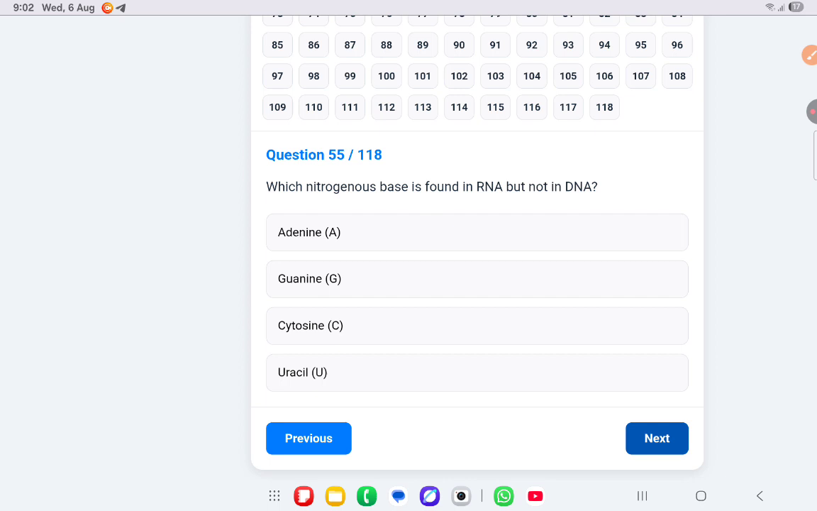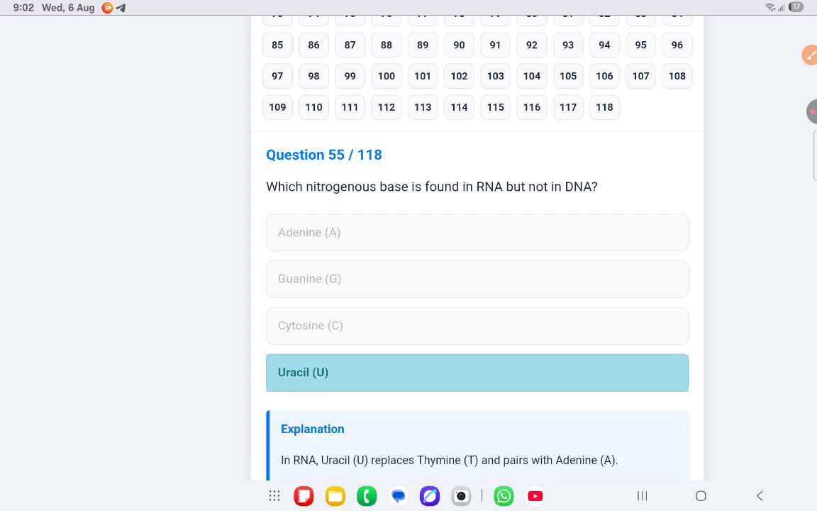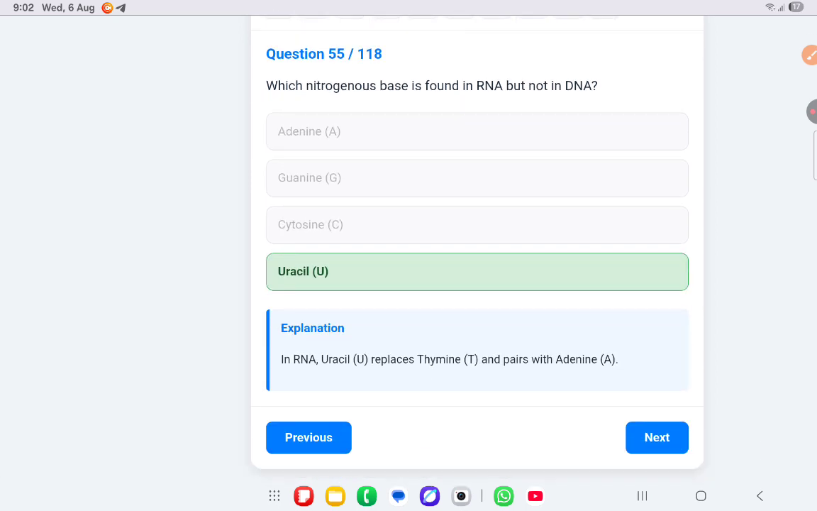Next question, which nitrogenous base is found in RNA but not in DNA? That's uracil. क्या होता है वो? Uracil. In RNA, uracil replaces thymine and pairs with adenine.